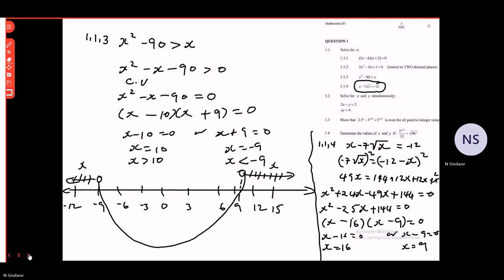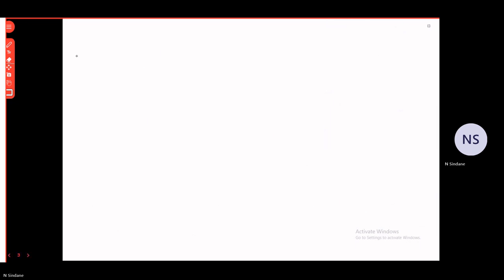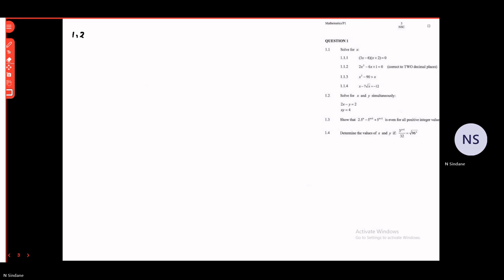Right? Let's go to the next question, which is 1.2, your simultaneous equation. Okay, simultaneous equation. 1.2, we're given 2x minus y equals to 0, right? And then, oh, not 0 but 2. I like 0 very much. This is 2, so that's perfect. Now, we're also given xy is equals to 4, meaning this is my first equation, this is my second equation.